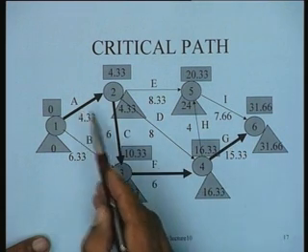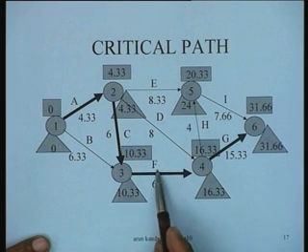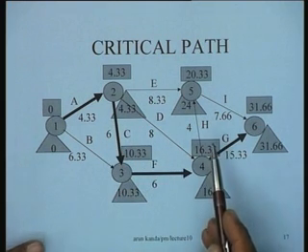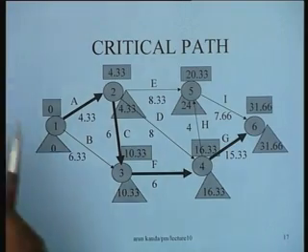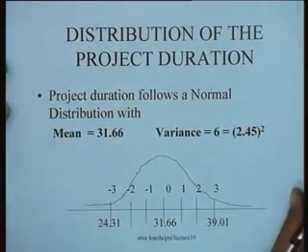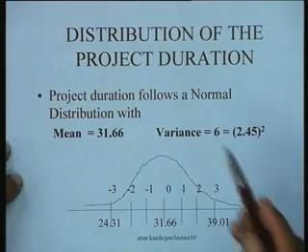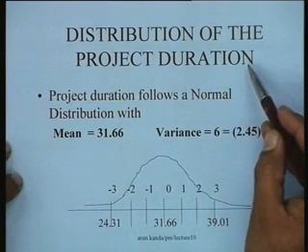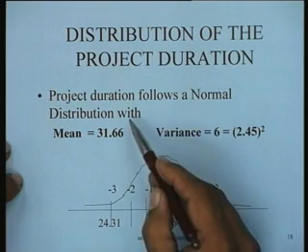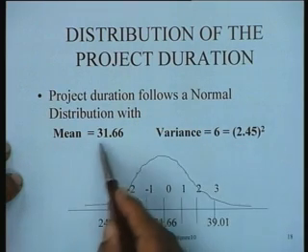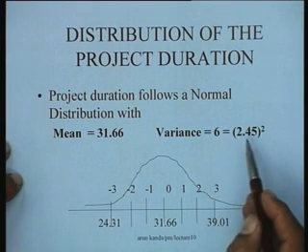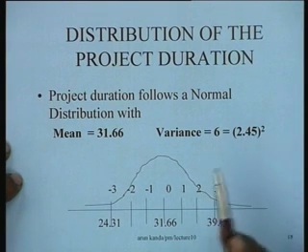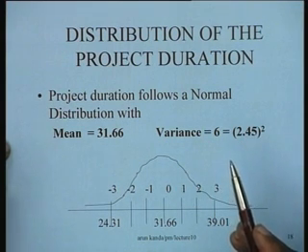So the variance of A plus the variance of C plus the variance of F plus the variance of G is in fact equal to 6 in this particular situation from the table of variances that we have. So we can identify the distribution of the project duration. The project duration follows a normal distribution with a mean equal to 31.66 and a variance equal to 6. That means the standard deviation is 2.45 for this particular project.